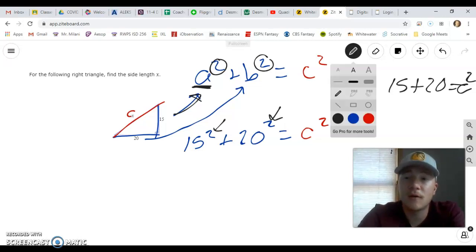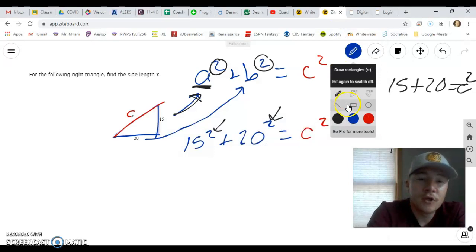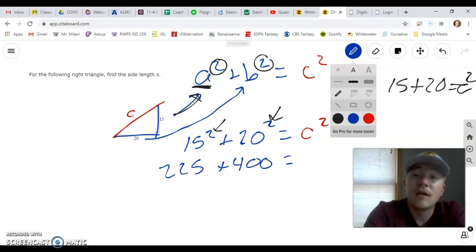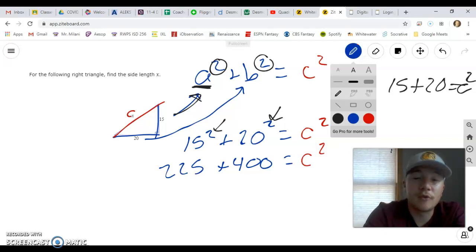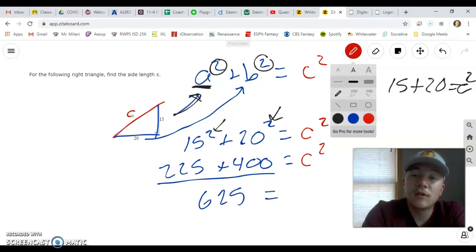So 15 squared, again, if you're not sure, go ahead and use a calculator. So 15 squared is going to be 225. So we've got 225 plus 20 squared is 400. If you're not sure, use a calculator. And C squared is still sitting there. These two things added up, 225 and 400, that's going to be 625. Still equal to C squared.